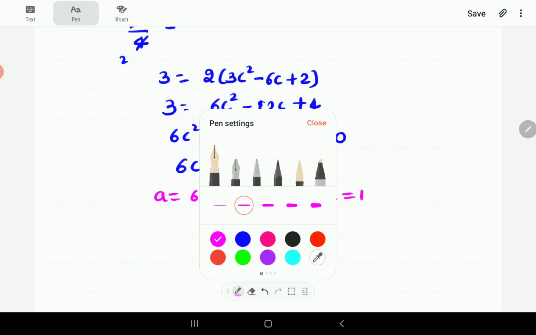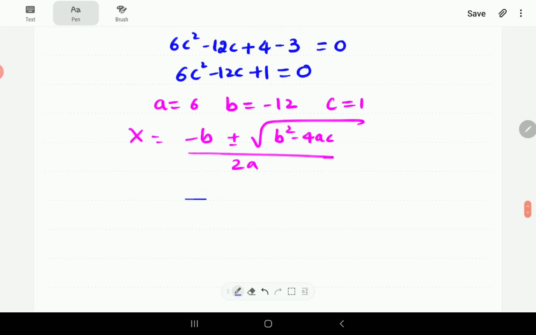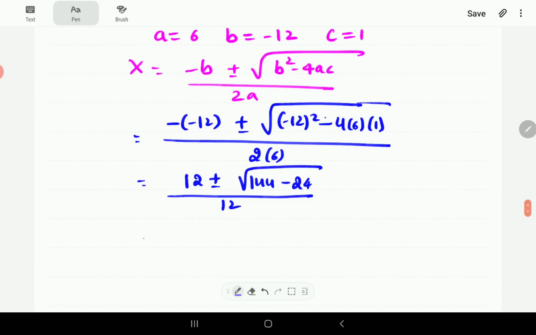So therefore let us find our x by using this formula: minus b plus or minus square root of b square minus 4ac upon 2a. Okay, so let us substitute the values here. This will be minus of minus 12 plus or minus square root of minus 12 the whole square minus 4 into 6 into 1, upon 2 times 6. So this is 12 plus or minus square root of 144 minus 24, upon 12. So this is again 12 plus or minus square root of 120 upon 12.